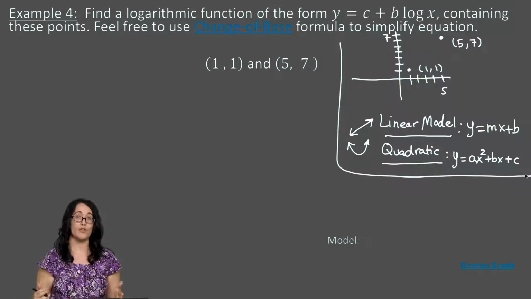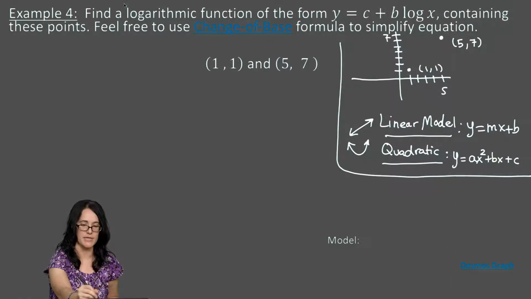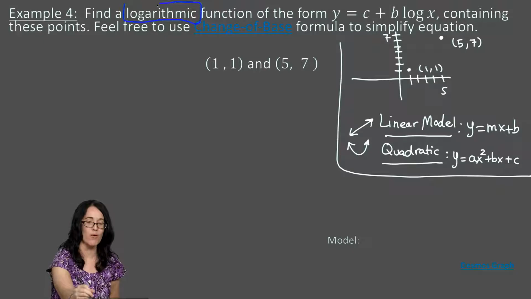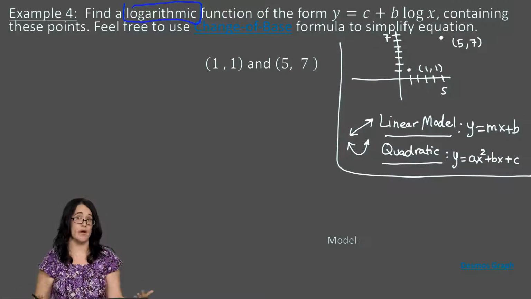You can go back and check on those if you've forgotten what those look like. But right now, what we're going to try to do is find an equation of something that goes through these 2 points, but it's not a line and it's not a parabola. They would like it to be a logarithmic function. So they tell us what type of model it is. Now, right now, we're just making one up.